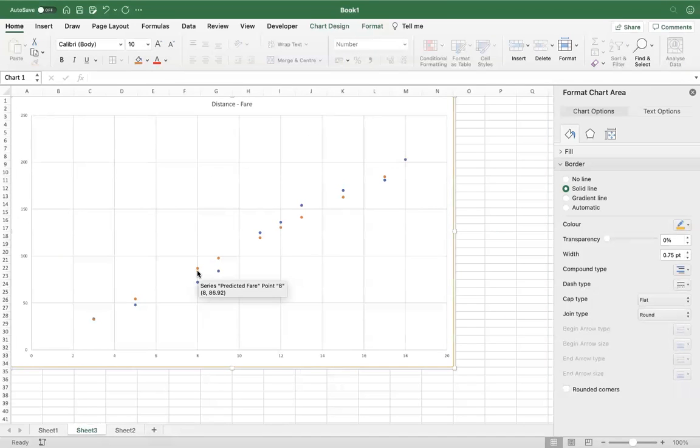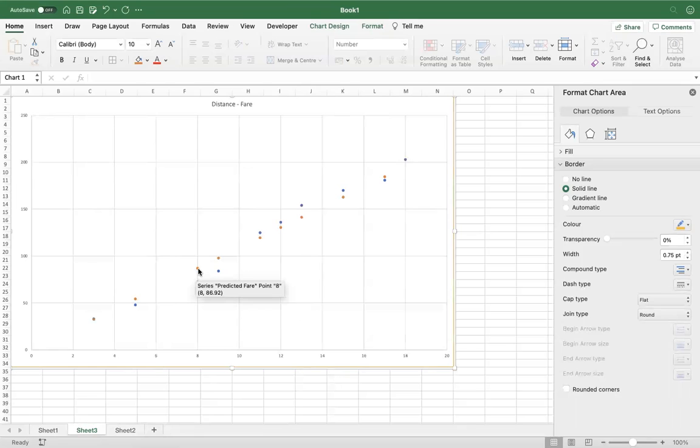And what if I put on the blue point? What does it say? 8 is our distance. 72 is the actual fare, right? Do you agree? Yes. So now, if I want to calculate the distance between these two points, I do x2 minus x1 whole square plus y2 minus y1 whole square under square root, right?